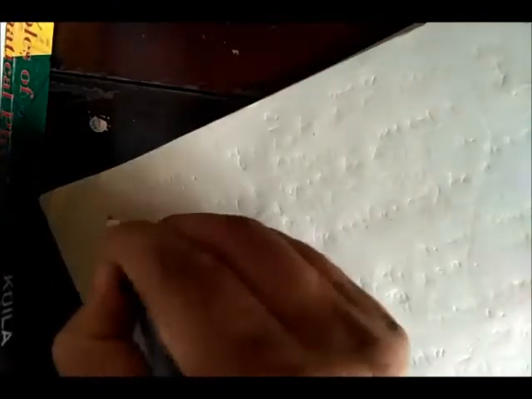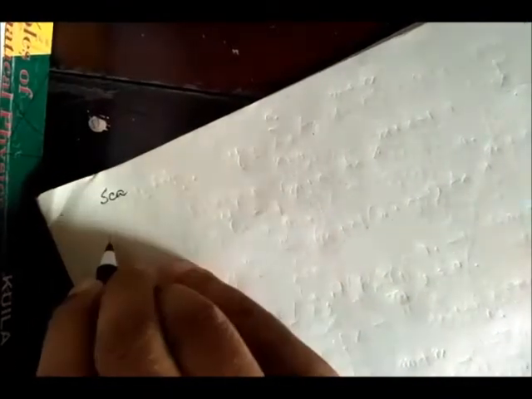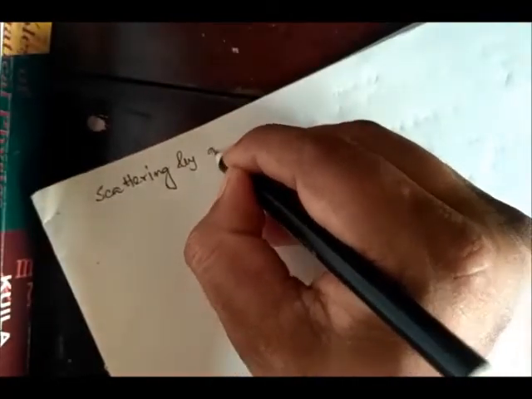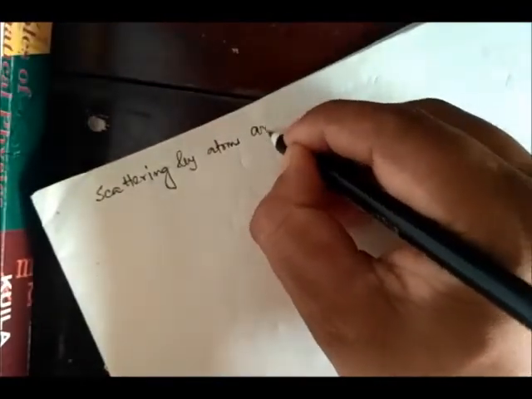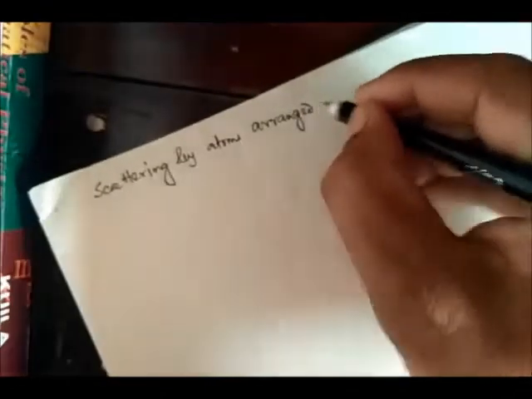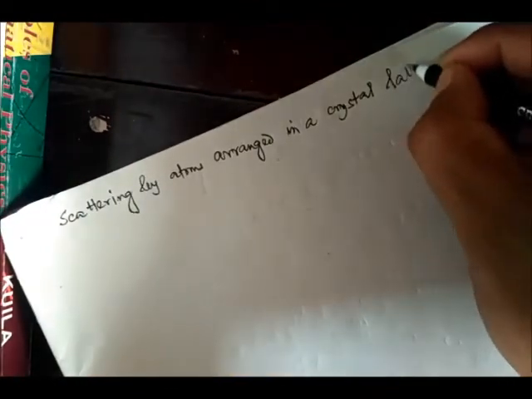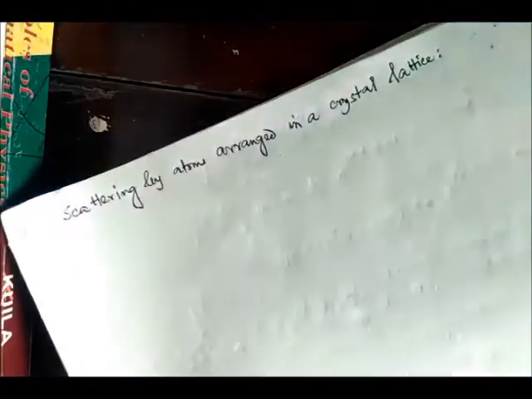Okay, so in this class, I am going to discuss the scattering by atoms, they are arranged in a crystal lattice. So scattering by an atom arranged in a crystal lattice.